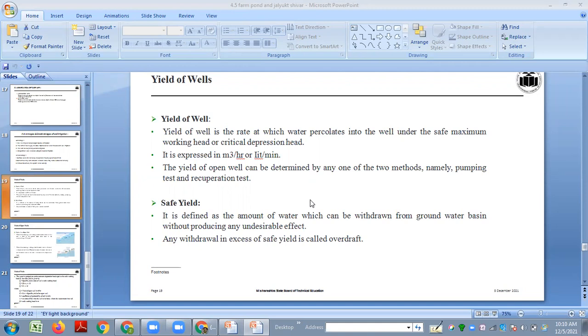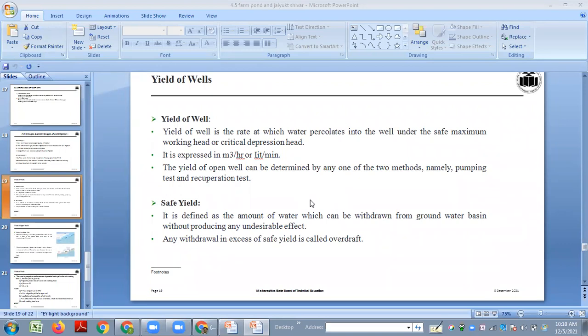So the yield of the open well can be determined by any one of the two methods, namely pumping test and recuperation test. Okay, these are the tests from which we can find the yield of the well. Okay, MCQ ला विचारलं जाईल which method is used to find the yield of the well. Okay, so in that case you can remember this pumping test and recuperation test. Okay, these are the two tests.